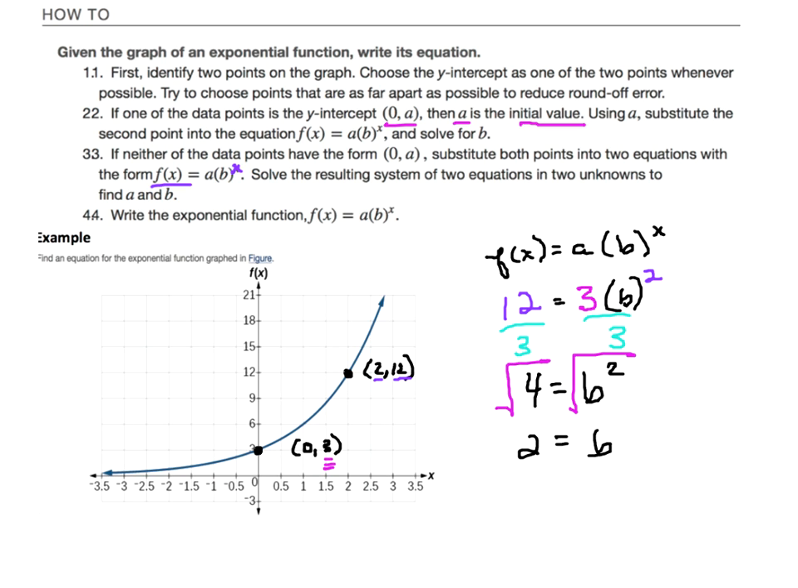Once again, I don't have to consider the negative value because b's got to be positive. That's part of the characteristics of the exponential function is that b is positive and it's not 1. So here b is 2, so now I'm ready to write the equation of my function here, f of x equal to, have my initial value 3, and then this is times 2 to the x power.